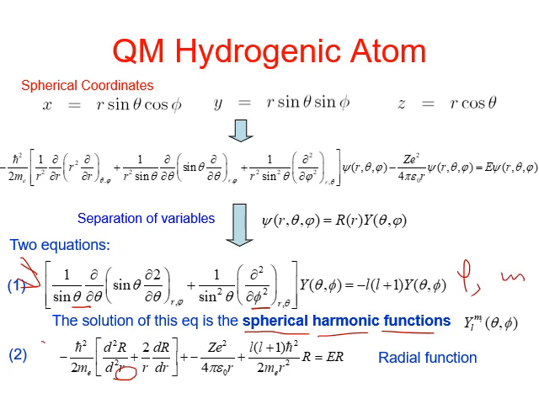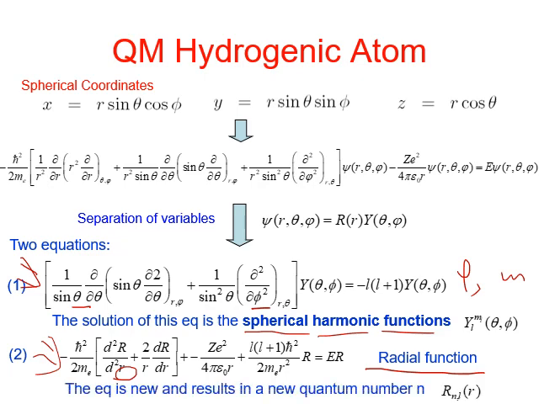Solving the second Schrödinger equation gives you the radial function. In addition, a third quantum number comes out, and that is the principal quantum number n. So the total wave function for a hydrogenic atom contains 3 quantum numbers, n, l, and m.